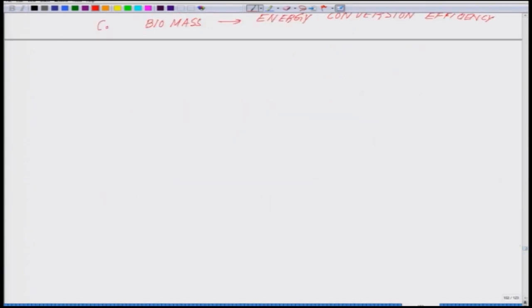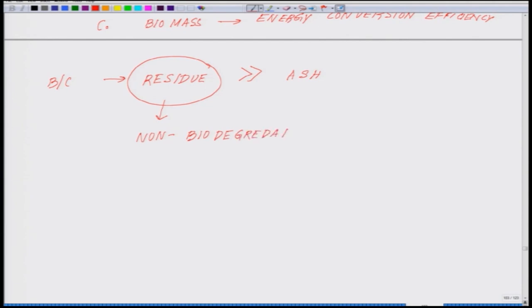Now, for a biochemical conversion process, the solid residue represents a non-biodegradable carbon present in the biomass. This residue will always be greater than the ash content. We have already talked about it. The residue generated from the biochemical conversion is far greater than the ash content. And the residue which is left behind is a non-biodegradable product. This is the non-biodegradable carbon which is present there.